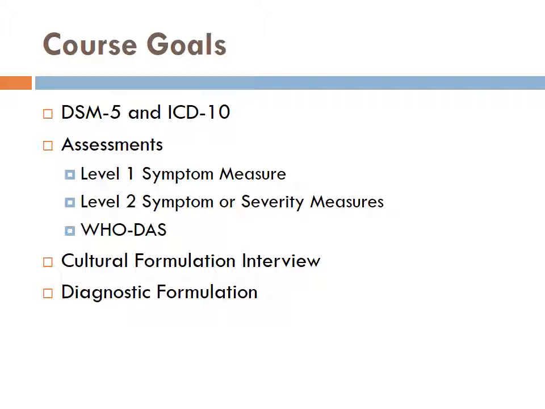The second goal of this course is for you to be able to use a variety of assessment instruments for diagnostic assessment purposes. In this course, we will be using some of the questionnaires that are suggested in DSM-5. The Level 1 Symptom Measure is a 23-item screening measure that is designed for use as a part of an initial assessment interview. Further assessment of specific diagnoses can be completed with one of the Level 2 symptom or severity measures.